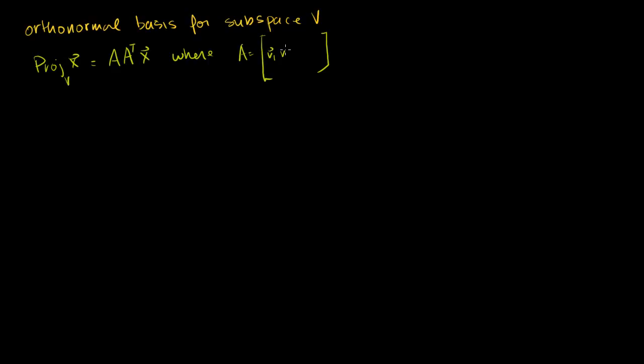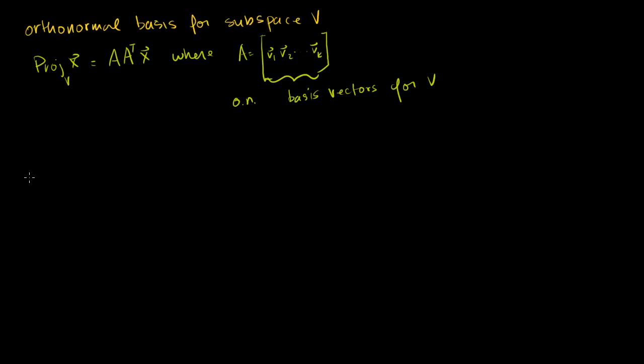So let's say v1, v2, all the way through vk. These are the orthonormal basis vectors for V. We saw this in the last video, and that was another reason why we like orthonormal bases. Now let's do this with an actual concrete example.